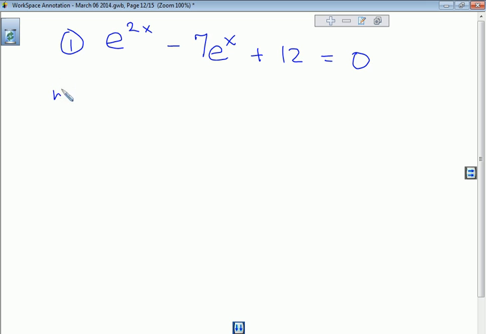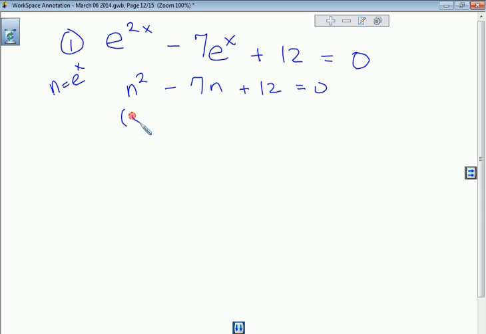So we can kind of think of this. Let's use a little substitution here. Let's say that n is equivalent to e to the x. So what we're going to do is substitute an n wherever we saw an e to the x. So this becomes n squared minus 7n plus 12 equals 0. Now you can clearly see that this second equation is a quadratic. So we took the equation here and wrote it in a quadratic form.